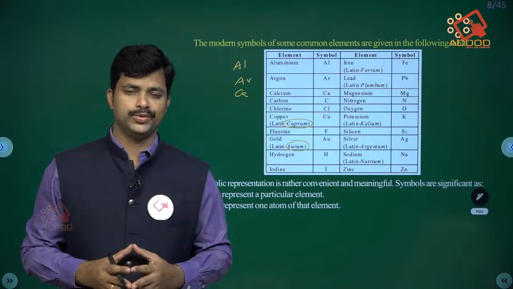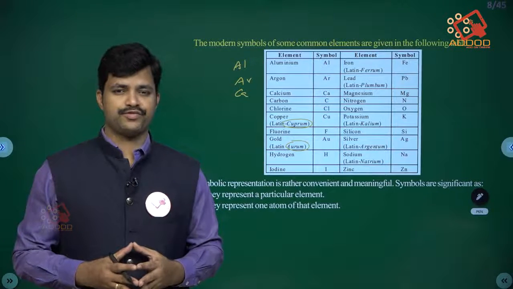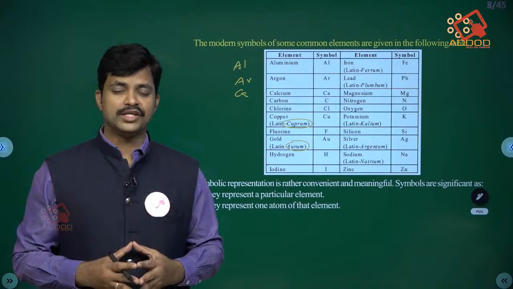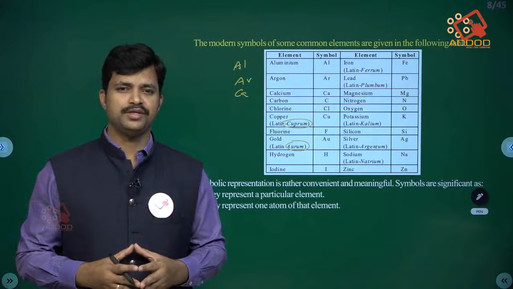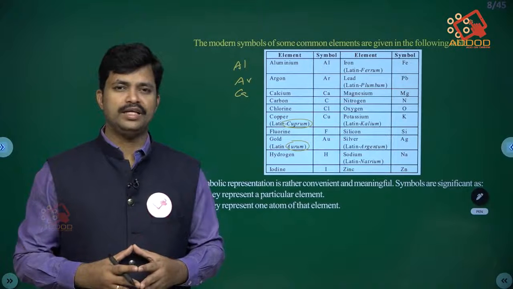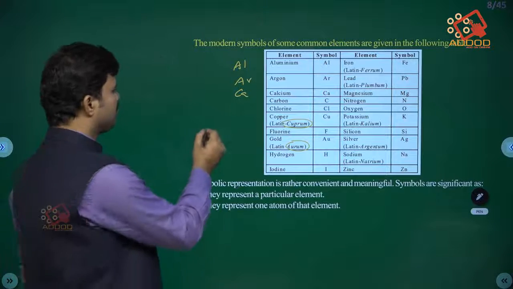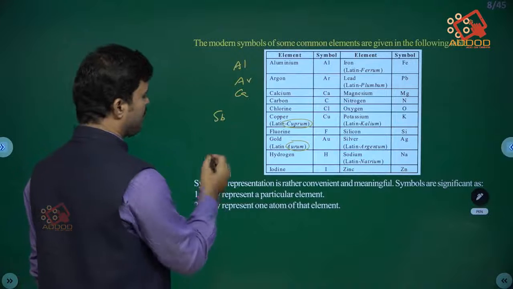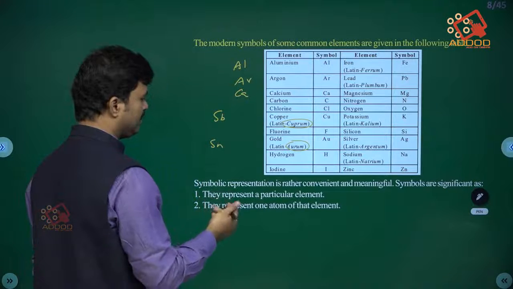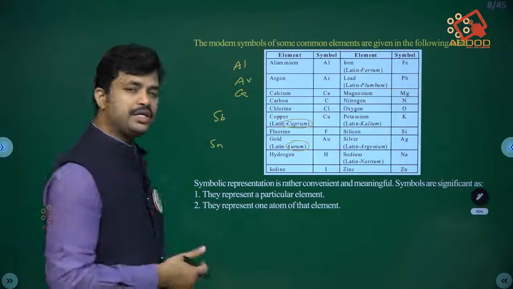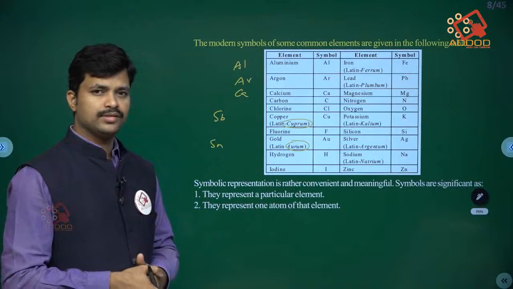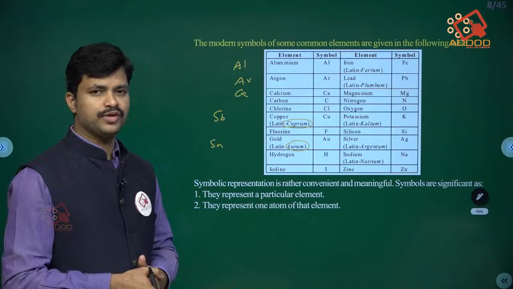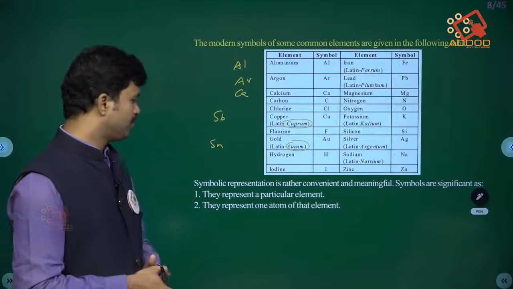Suppose you take W, wolfram, tungsten in English. Sb is stibium, it is antimony. Sn, tin or stannum. Many elements are accepted into the IUPAC procedure from the Latin language.